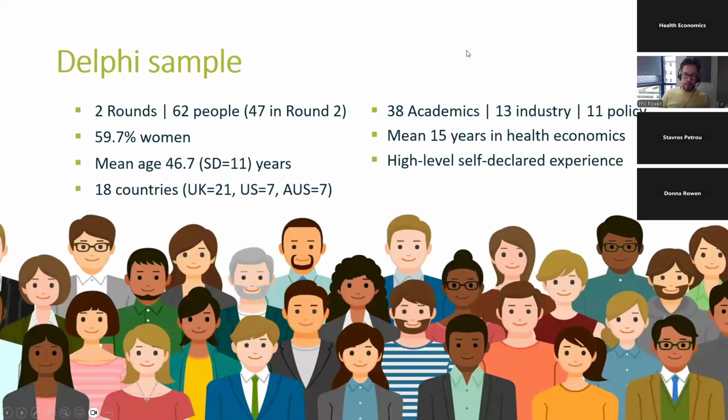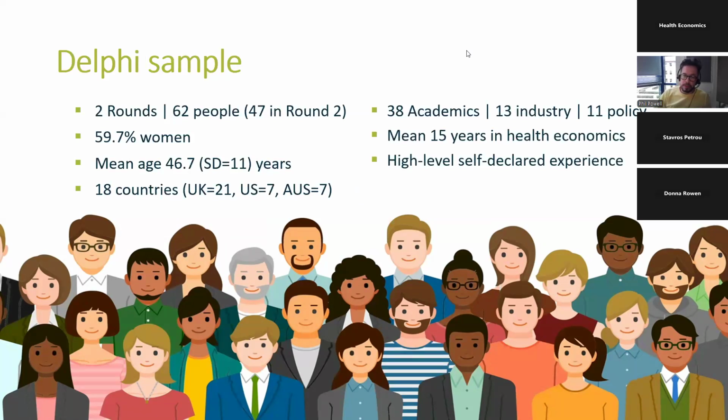So our sample was pretty good for this type of exercise, for a Delphi exercise. We started with 62 experts in the initial first round, and then that reduced, as you'd expect, a little bit to 47 in round 2. So it's not a bad response rate. I think we invited about 100 to start with. So you're looking at, for the initial round, 62%, which is pretty good.